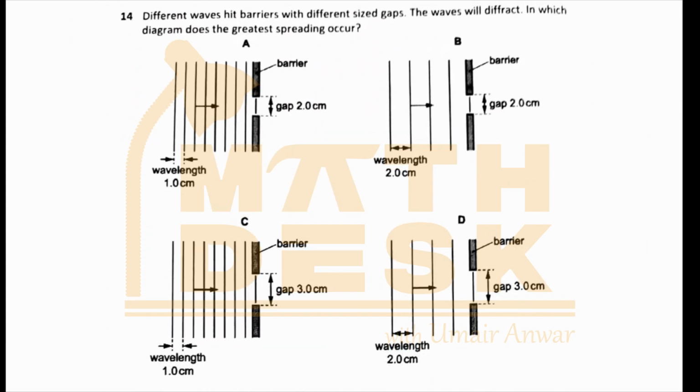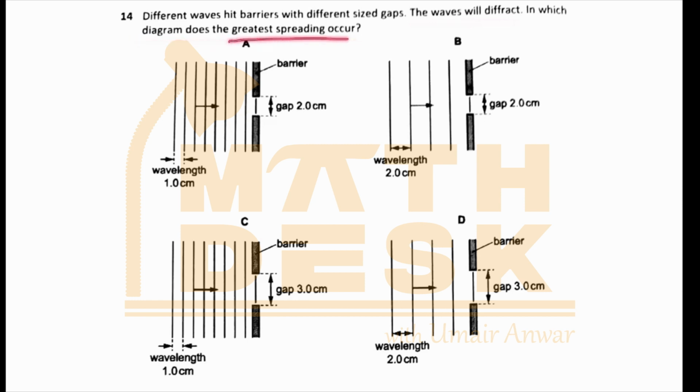Diffraction: waves hit barriers with different sized gaps. So we have a gap of 2 centimeters, again 2 centimeters. First the wavelength is 1, second the wavelength is 2, then the third gap is 3 with a wavelength of 1, again 3 centimeters with a wavelength of 2 centimeters. The waves will diffract, their edges would be bent when they go through the gap. In which diagram does the greatest spreading occur?